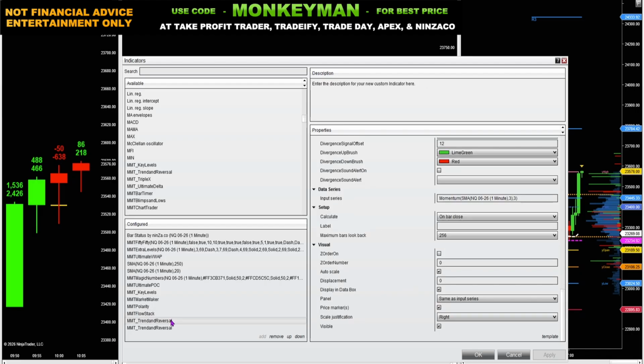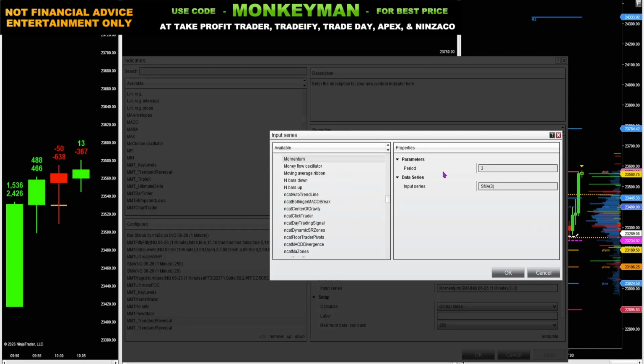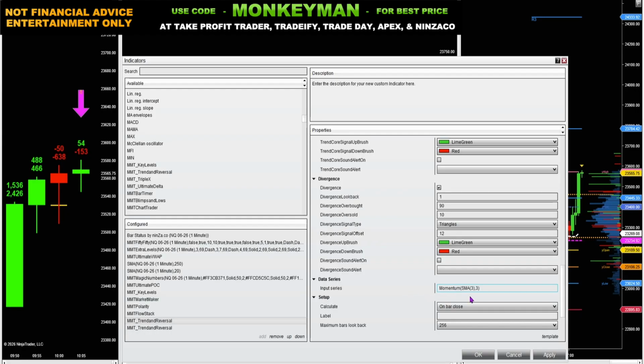I've also got 2 instances of the MMT trend and reversal. This is just showing me divergence. Look back of 1, overbought 90, oversold 10. Got this painting on bar close. The first divergence has an input series of the momentum with a period of 3. And then the input series for the momentum is the SMA, also with a period of 3. So it's measuring the momentum of the 3-period SMA, looking for divergences based on this input series.